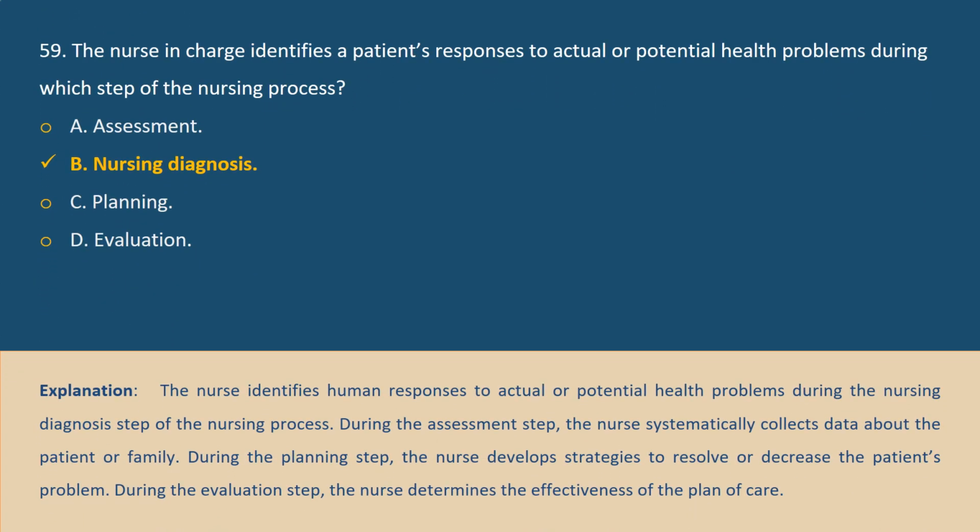Answer B. Explanation. The nurse identifies human responses to actual or potential health problems during the nursing diagnosis step of the nursing process. During the assessment step, the nurse systematically collects data about the patient or family. During the planning step, the nurse develops strategies to resolve or decrease the patient's problem. During the evaluation step, the nurse determines the effectiveness of the plan of care.